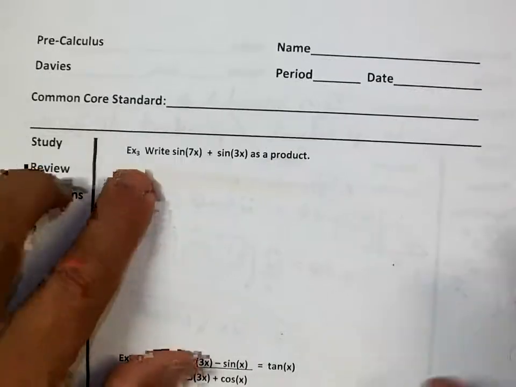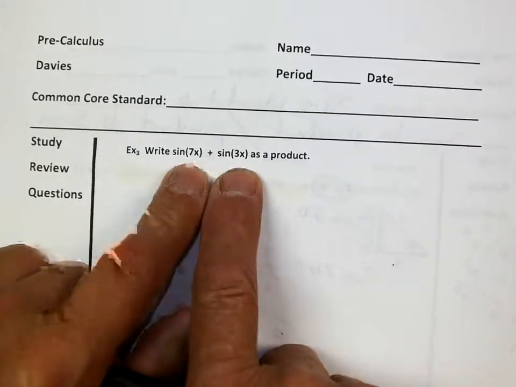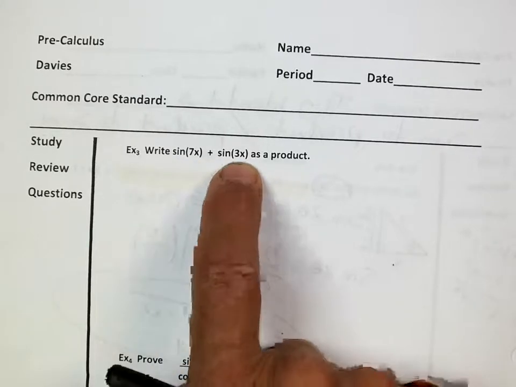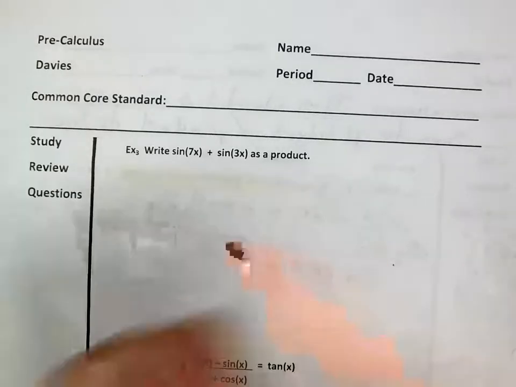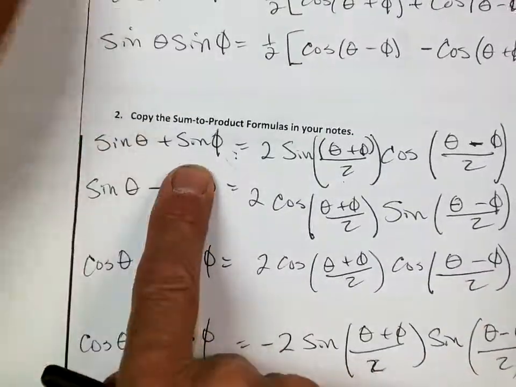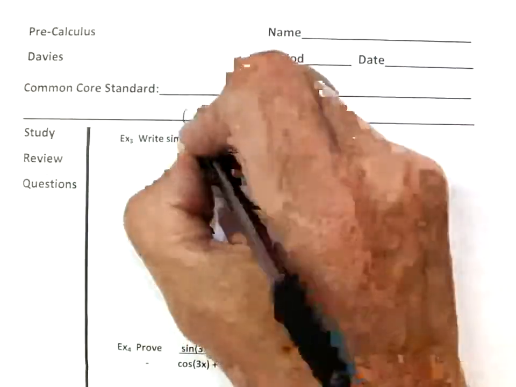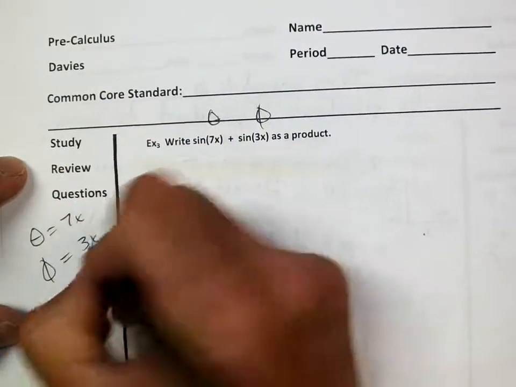Okay, example 3. Sine of 7x plus sine of 3x as a product. I think this is what we did today, right? So let's see what I got in my notes. It looks like it's sine, sine. Looks like this one right here. I'm going to use this formula, but I'm going to let theta be 7x and phi be 3x. So on the side, theta is 7x and phi is 3x, okay?